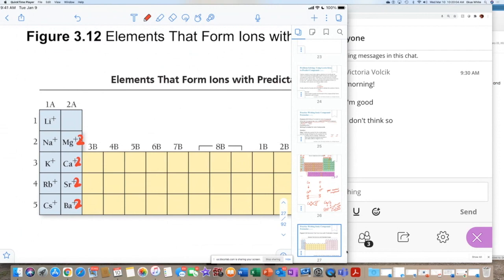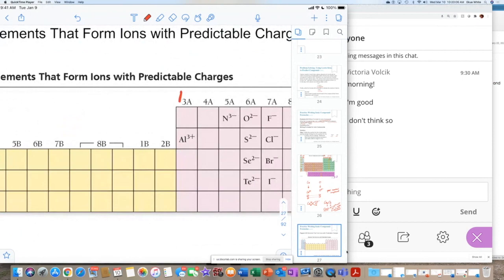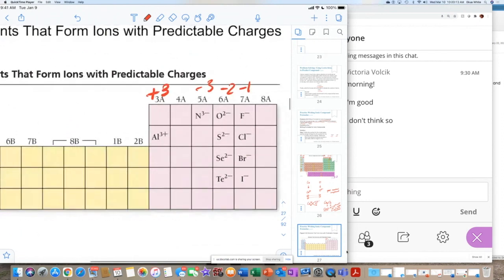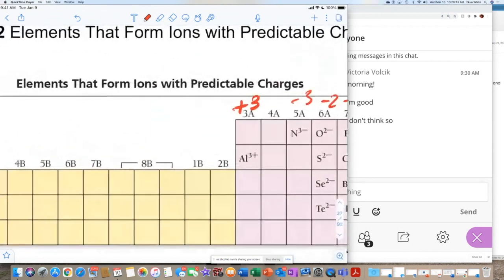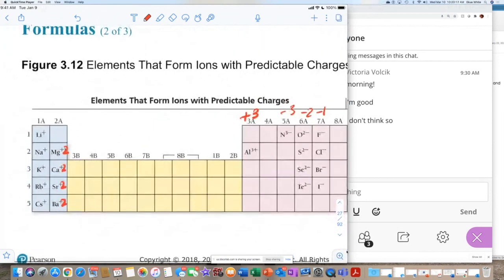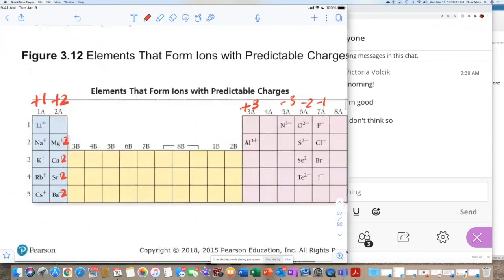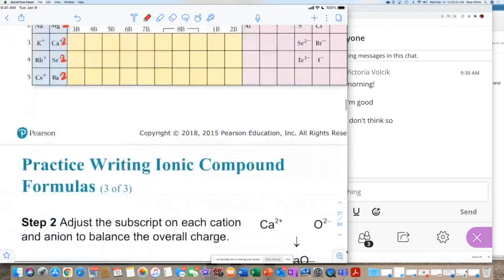Skip the B block. +3, -3, -2, -1. Make sure you have this somewhere, okay? This list is important to remind you of the elements and the charges.